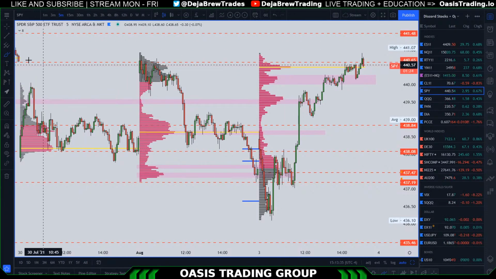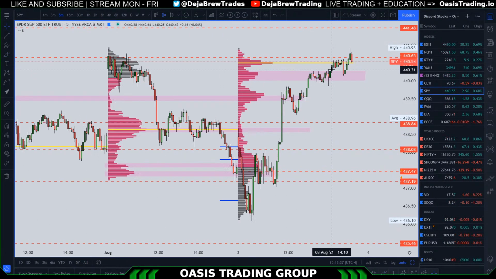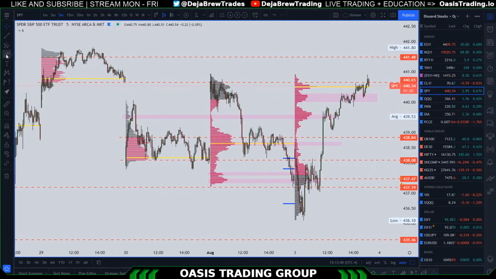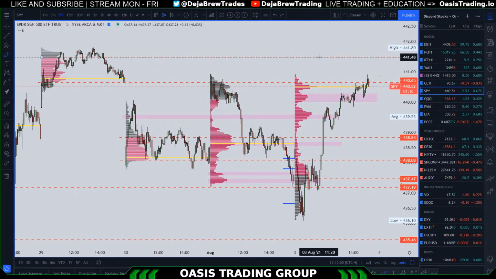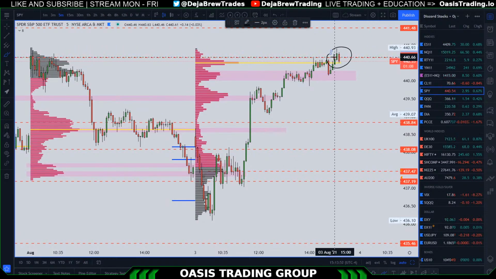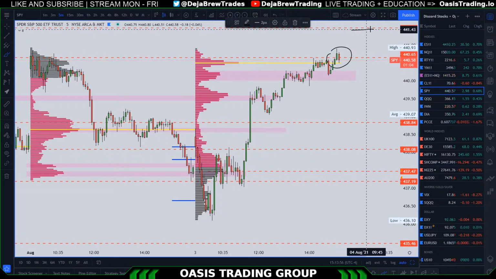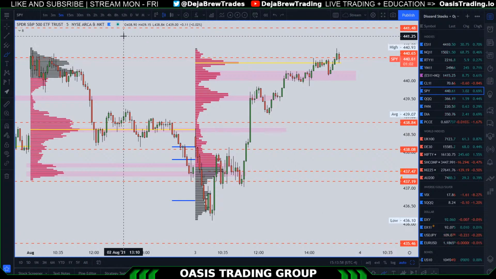And then if we do break above this current level that we're testing, you have another 80% trade. So stay above this level, you're looking at 441.50. Okay. So you want to see at least a 15-minute, maybe a 30-minute close above that level, and then you would be targeting that level there.